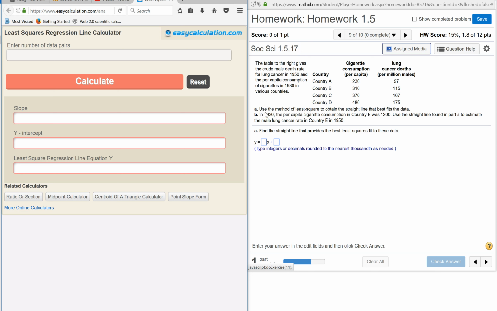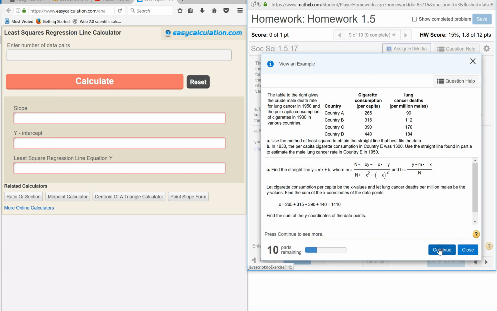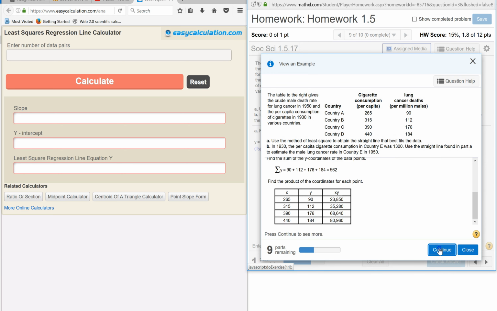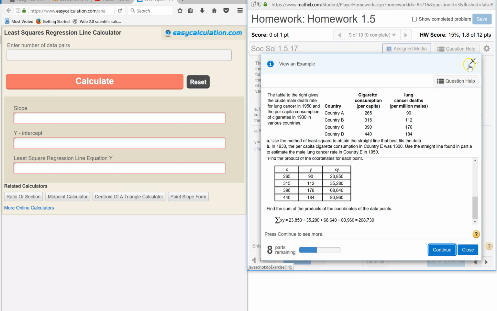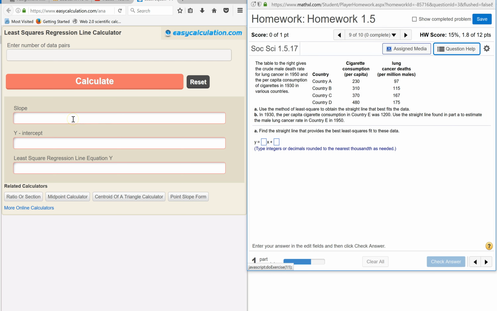A, use the method of least squares to obtain the straight line that best fits the data. Now, the show me, help me solve this, or view an example option is going to show all of the details as if you're doing them by hand. And I don't want you to do this by hand. One or two times, that's fine to do it by hand. After that, you should be using an app.